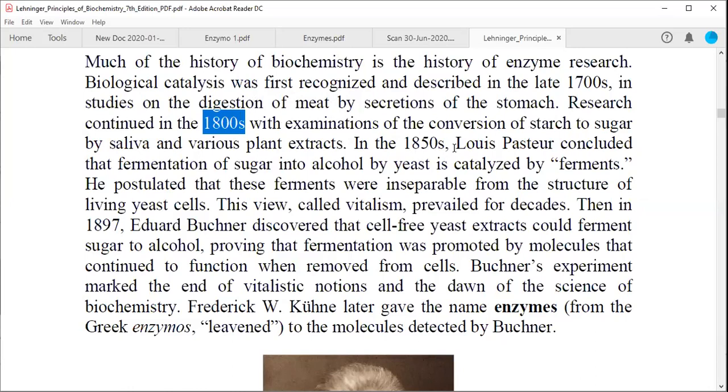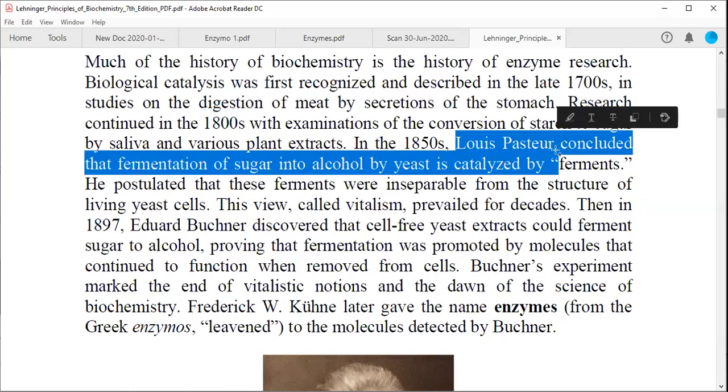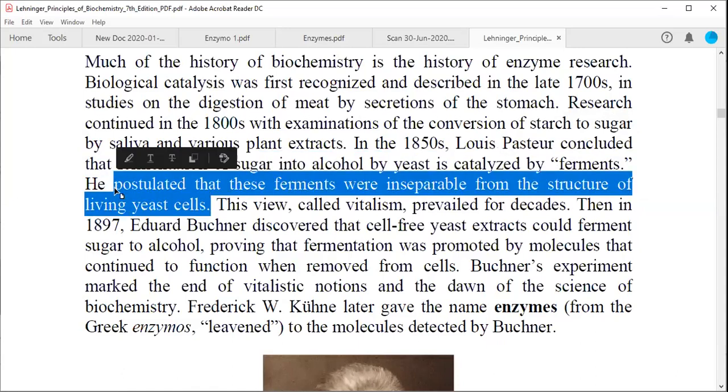Then in the 1850s, one scientist called Louis Pasteur concluded that fermentation of sugar into alcohol by yeast is catalyzed by ferments. So he gave this particular definition, but he did not know the specific enzymes responsible for the conversion of sugar into alcohol. Today we know this is the alcohol dehydrogenase enzyme. He postulated that these ferments were inseparable from the structure of the living yeast cell, which is not correct in today's scenario.